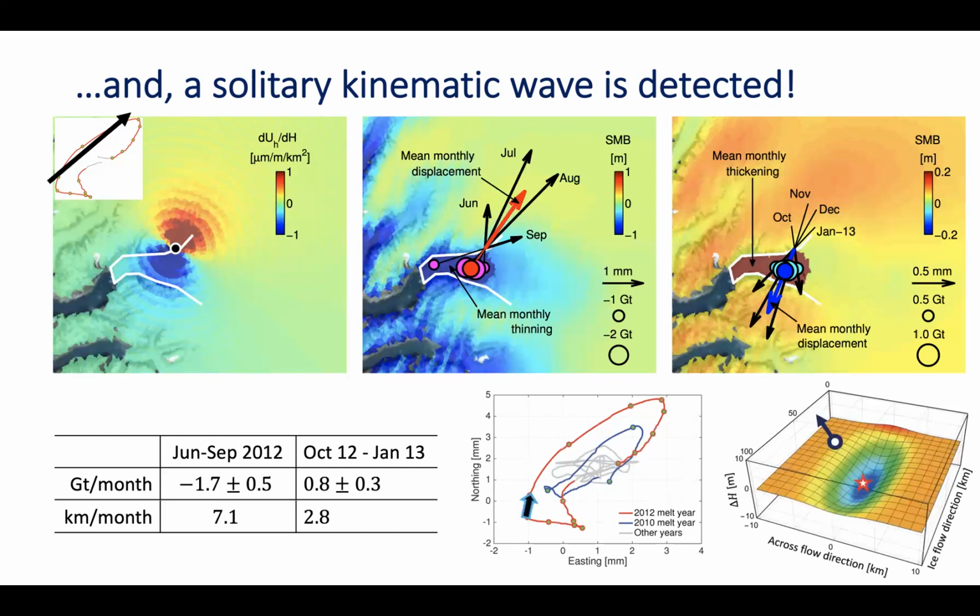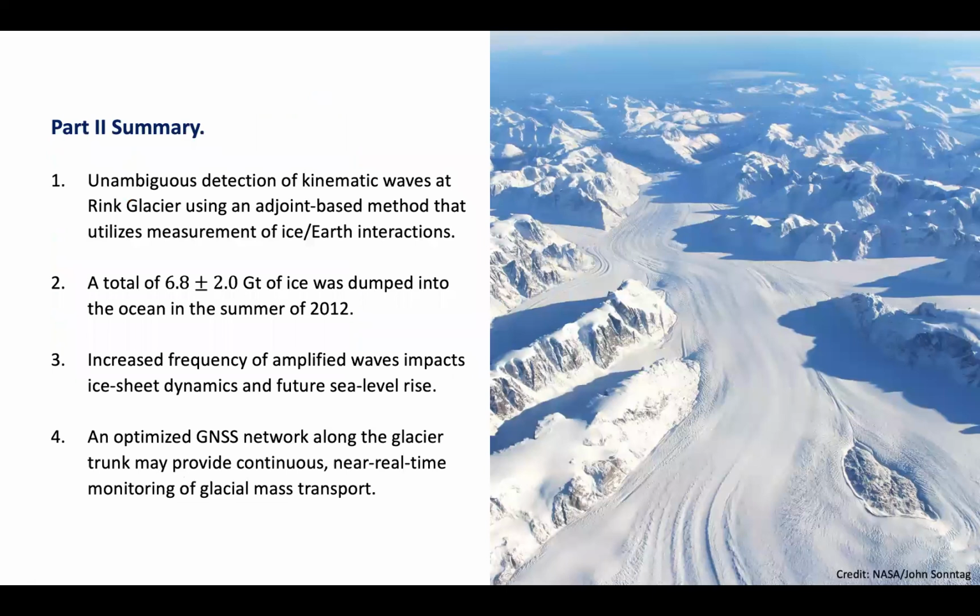Okay, so this is pretty much what I wanted to share, but let me take a moment to quickly summarize the second half of my talk. So we presented an unambiguous detection of what we call the kinematic waves of mass transport at Ring Glacier. And we quantified that the amount of mass involved was significant. It was on the order of 6 to 7 gigaton, a significant amount of mass that was dumped into the ocean during the 4 summer months in 2012.